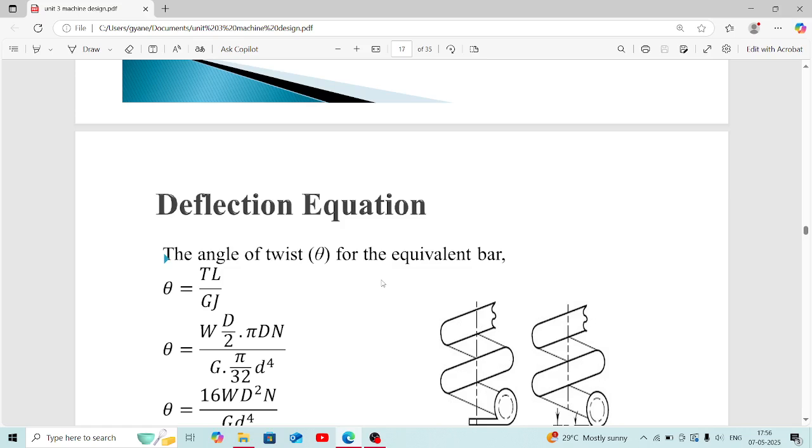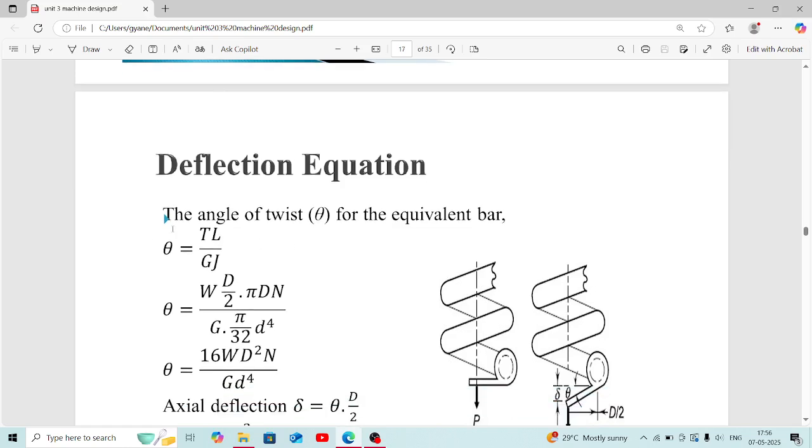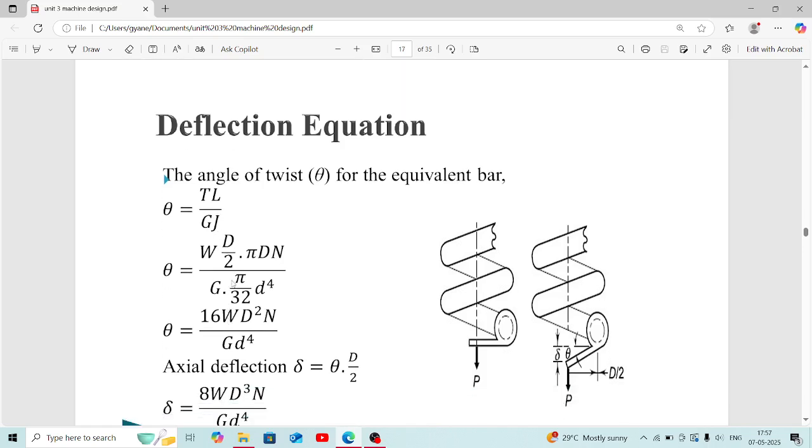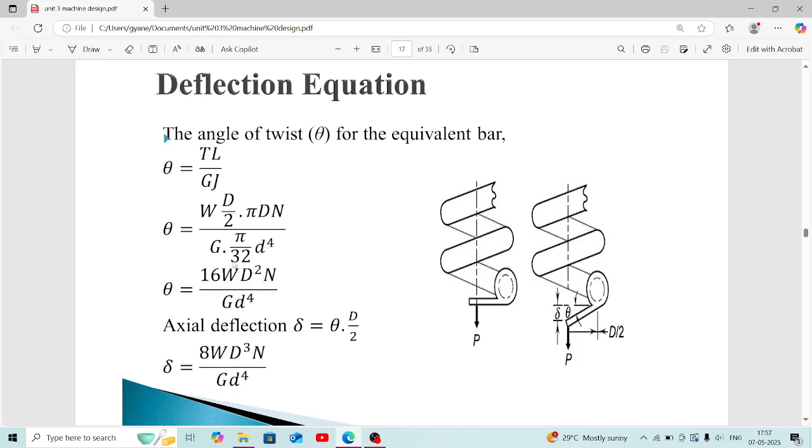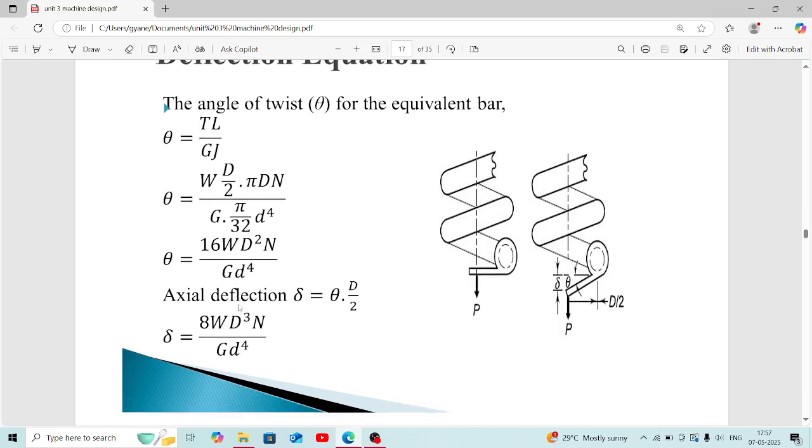And we come to the next equation, the deflection equation. This formula is derived by using the torsion equation. As we know, T by J equals G theta divided by L. By rearranging the formula, we get the angle of twist in this form. As we know, the value of T is W into D by 2, the value of L is pi D n, and J is the polar moment of inertia. The value of polar moment of inertia is pi by 32 d to the power 4. After rearranging the values, we get the final 16 W D squared over G d to the power 4.